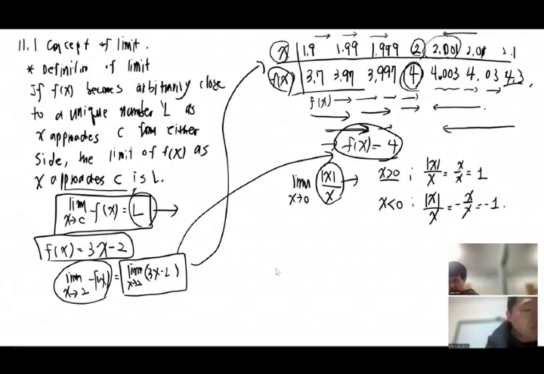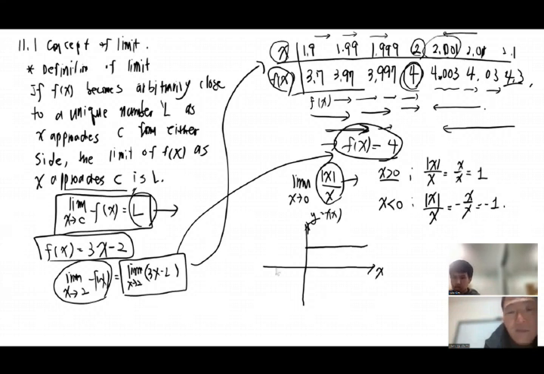So if you plot this one, it should be like this. This is x, this is y, this is f(x). So it comes from positive x to 0, then f(x) becomes plus 1. If it comes from negative values of x to 0, then that is minus 1.